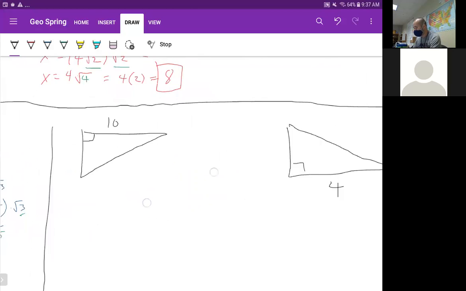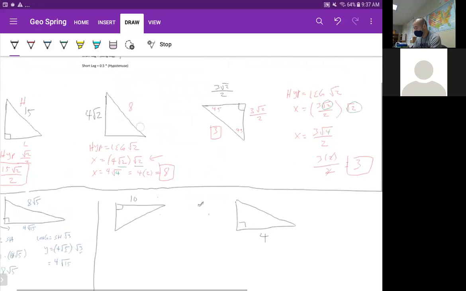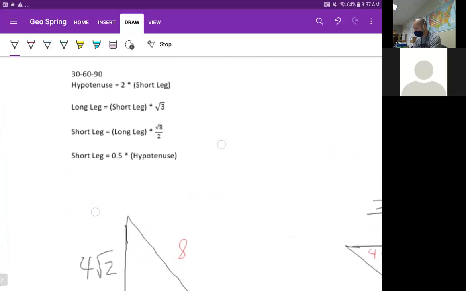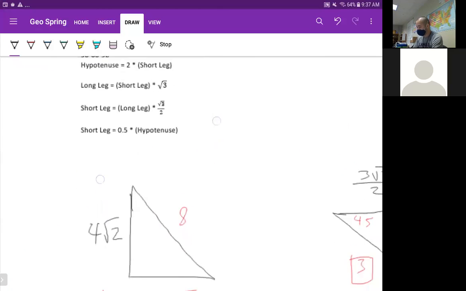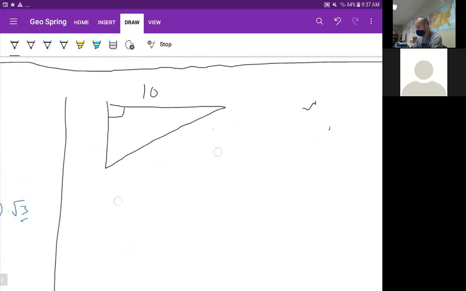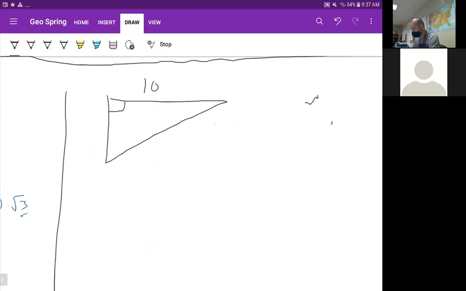Okay, this is the first time we're going to be using this short formula here, the third formula here. Short equals long square root of 3 over 2. We did not use this at all last assignment. Short equals long times square root of 3 over 2. This one's actually not that complicated.